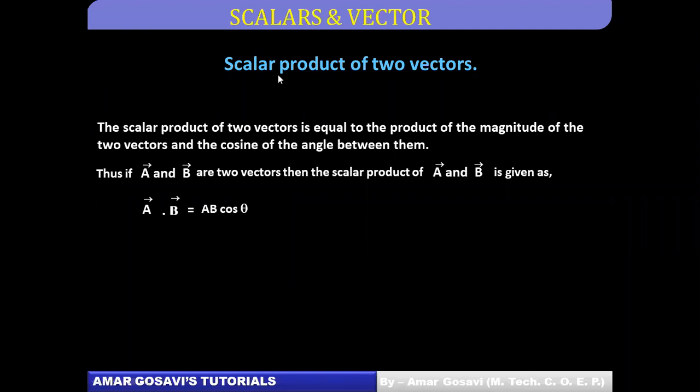So how do you define scalar product or dot product? It is defined as the product of the magnitude of the two vectors, and the cosine of the angle between them. Again, I repeat the definition for you. The dot product or scalar product is defined as a bar dot b bar, the product of the magnitude of two vectors and the cosine of the angle between the two vectors.